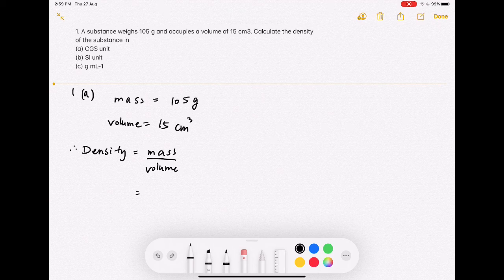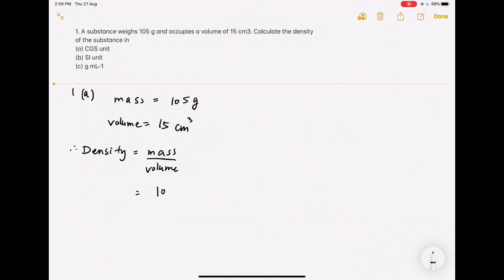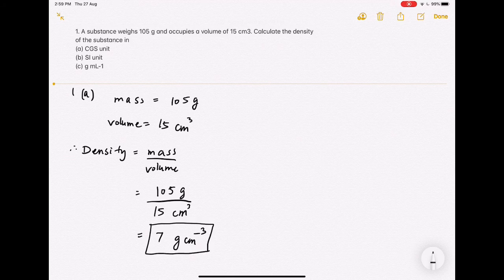We can substitute the value of mass as 105 grams. So 105 grams by 15 centimeter cube. Now 105 is a multiple of 15. 15 times 7 gives 105. So the division is 7. And the unit is gram per centimeter cube. So this is the density in CGS unit, 7 gram per centimeter cube.